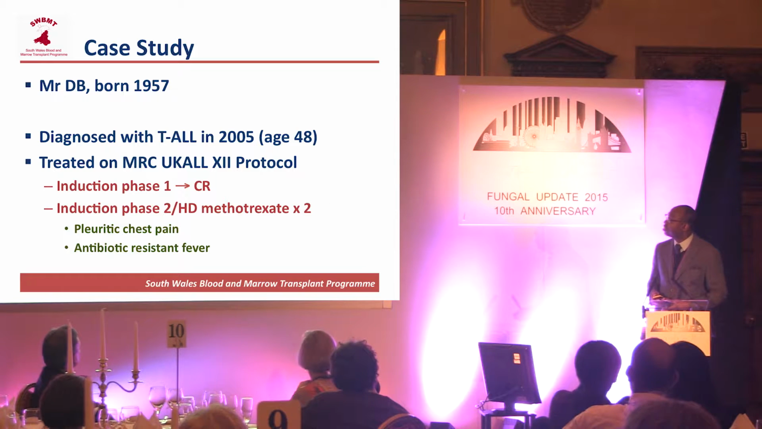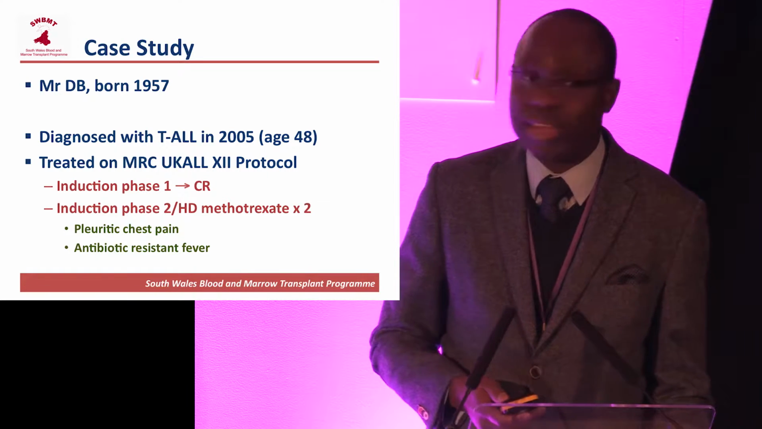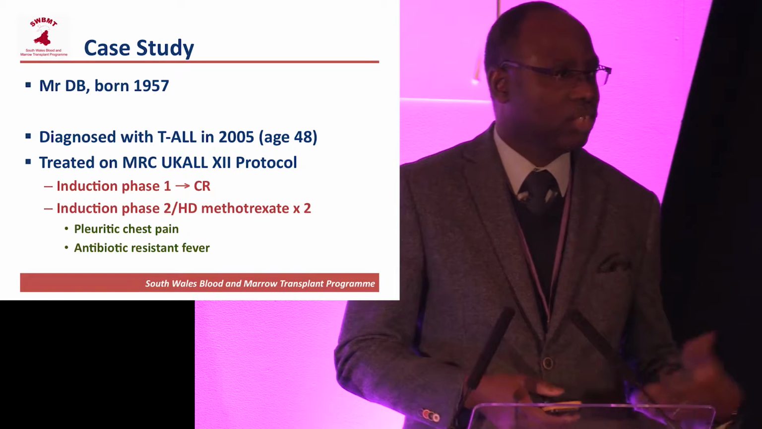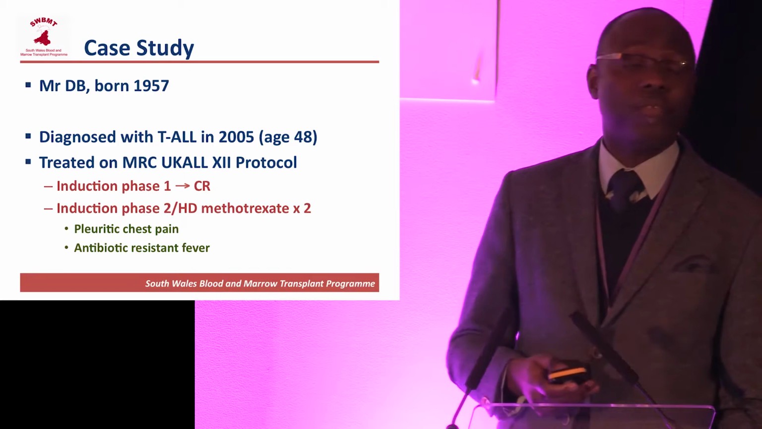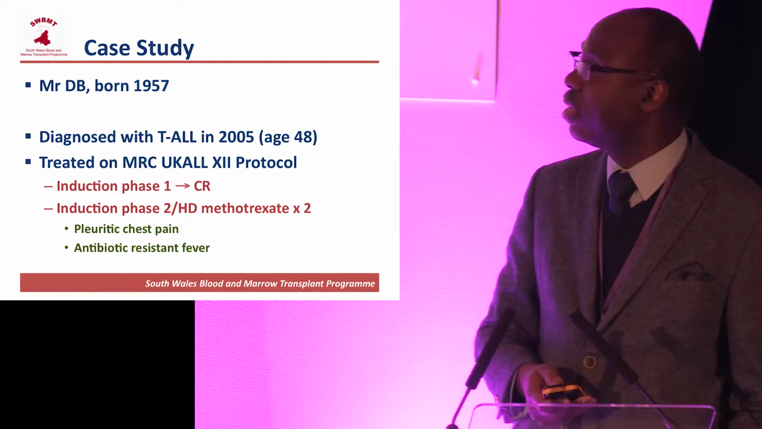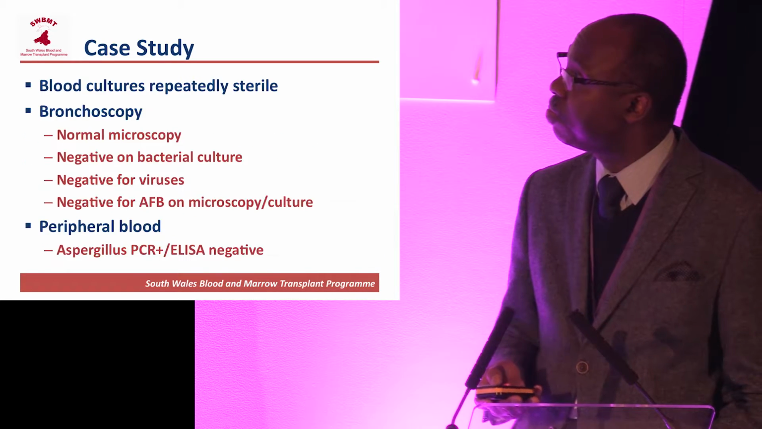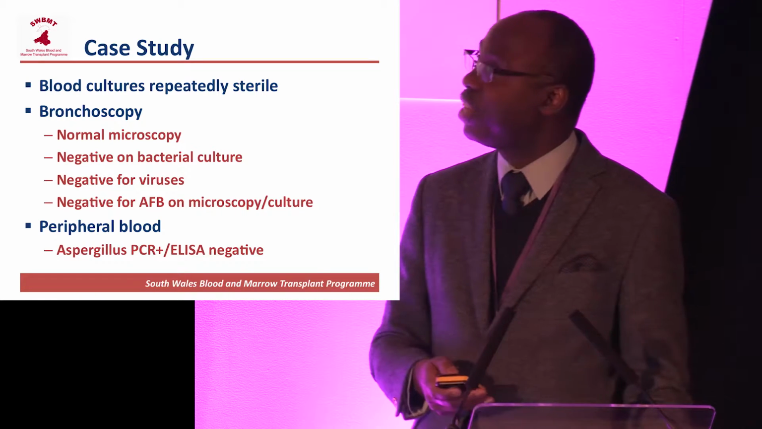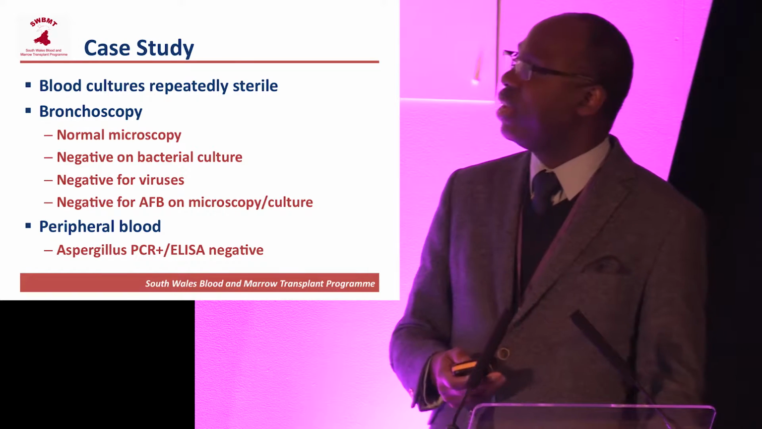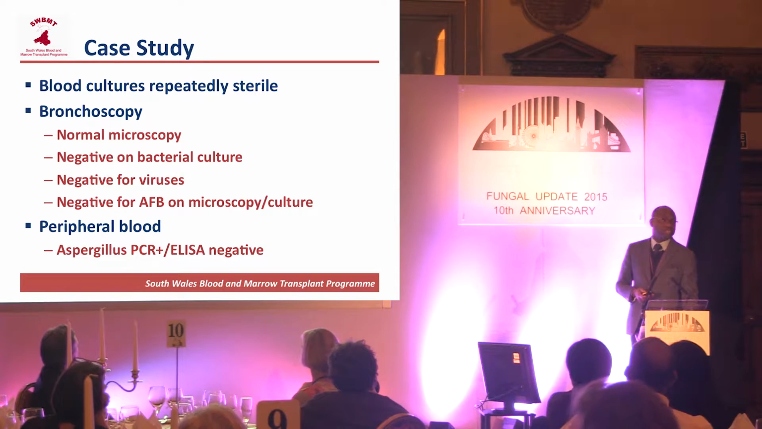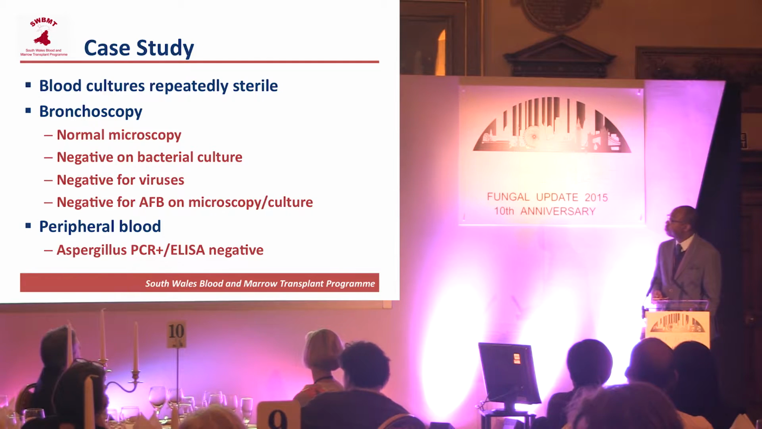Due to the fact that patients receive a lot of vincristine during phase 1, fungal prophylaxis with azoles are normally contraindicated due to the risk of bowel complications. During phase 2 and before he became neutropenic, he developed pruritic chest pain and had an antibiotic resistant fever. Blood cultures were repeatedly sterile, as was bronchoscopy, and peripheral blood screening gave a solitary positive result for Aspergillus by PCR, but his ELISA remained negative.